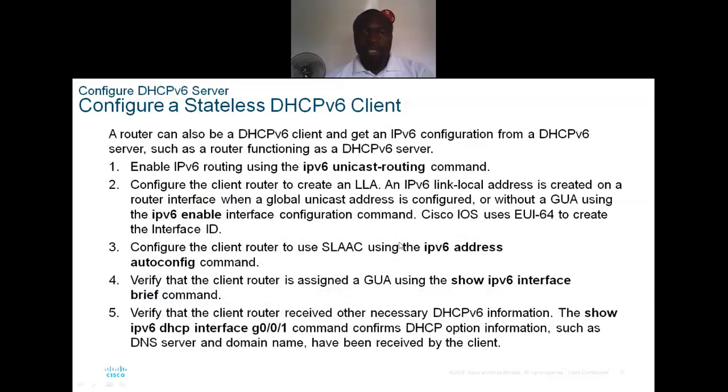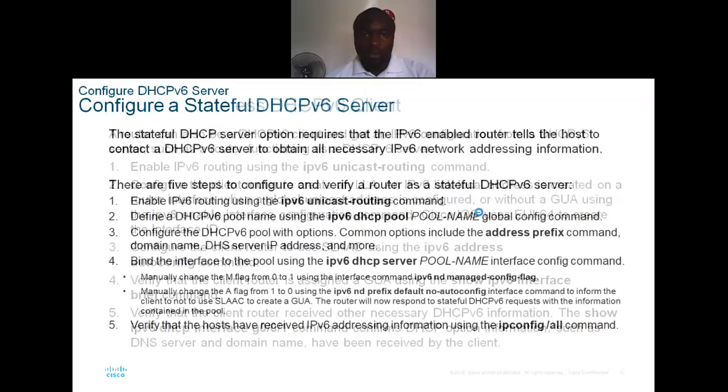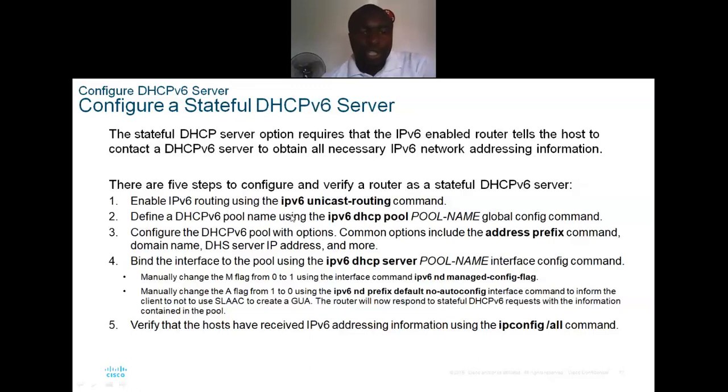This one is still stateless, so let me go to stateful. Aha, this is stateful. For stateful, you enable the ipv6 unicast-routing command, then ipv6 dhcp pool and give it a pool name. Then you configure the DHCP pool with options, including the address prefix command. Then bind the interface to the pool using the ipv6 dhcp server pool name command under the interface.